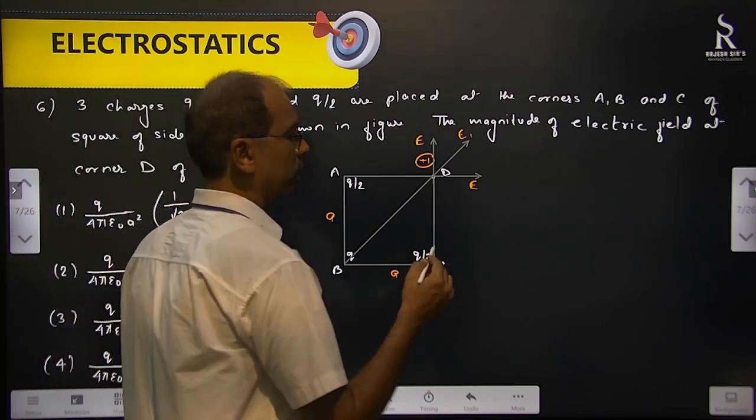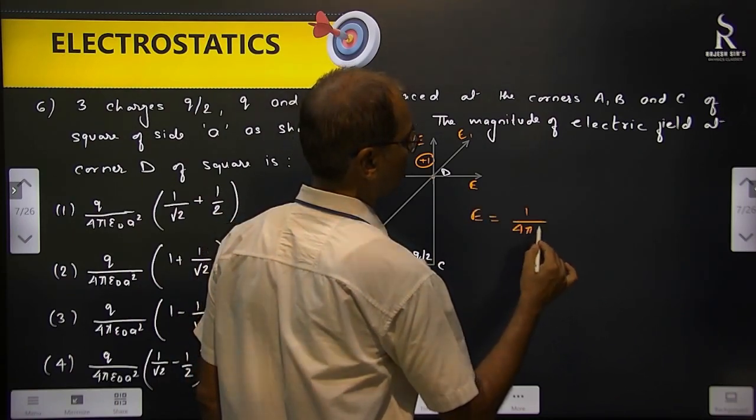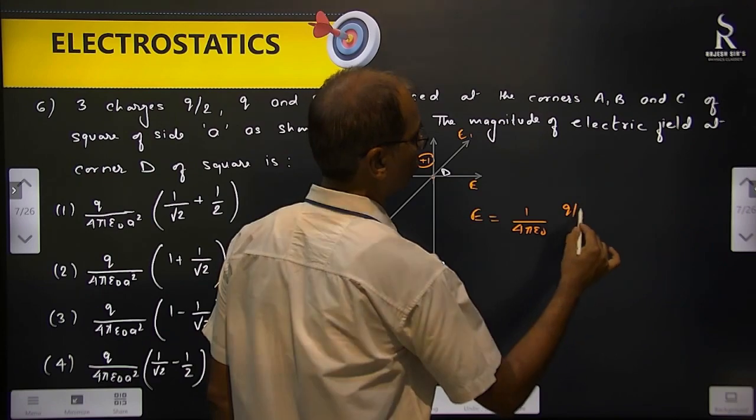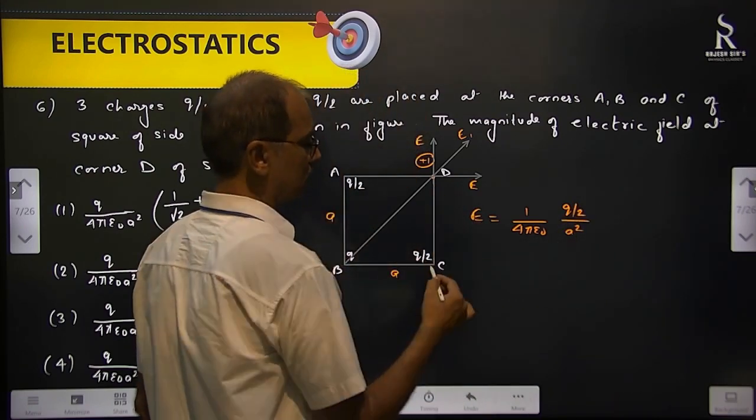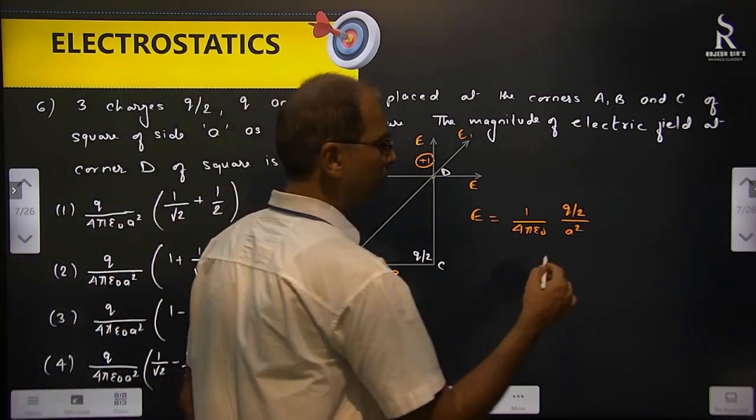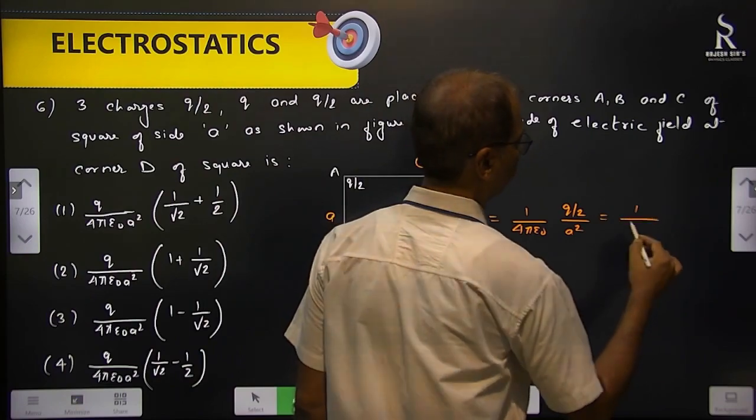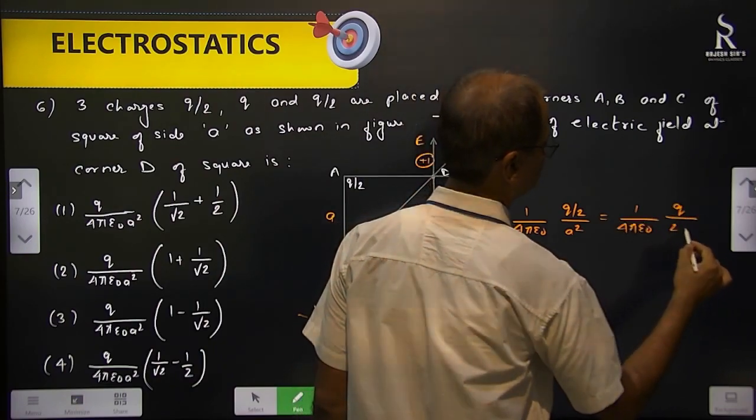So what is the E value? Now the E value is 1 by 4 pi epsilon naught, q by 2, by a square. Now it is q by 2 and this separation is a. So q by 2 by a square. Let's write it properly: 1 by 4 pi epsilon naught, q by 2a square. Correct?